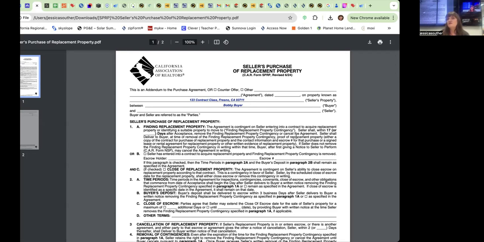Okay, there's two sections to this. All right, the first one is the contingency for finding a replacement property. The agreement is contingent on seller entering into a contract to acquire replacement property or identifying a suitable property to move to. Okay, that's important because it doesn't necessarily have to be purchasing a new home. They could find a rental, right?